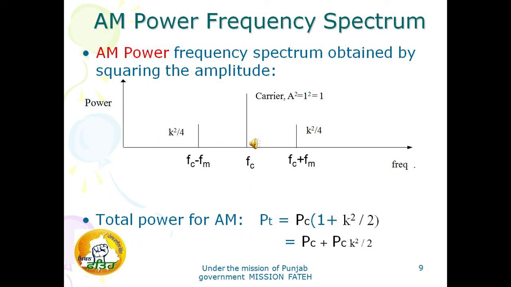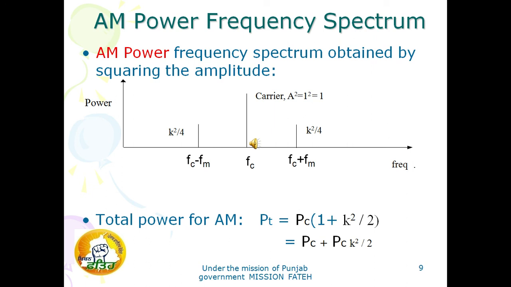upon the modulation index. The total power in the modulated wave will be Pt is equal to Pc (1 plus K square upon 2), and then expand this expression: Pc plus Pc K square upon 2. Pc is the power of the carrier signal and Pc K square upon 2 is the power of the upper sideband and lower sideband, that is the power of the two sidebands.